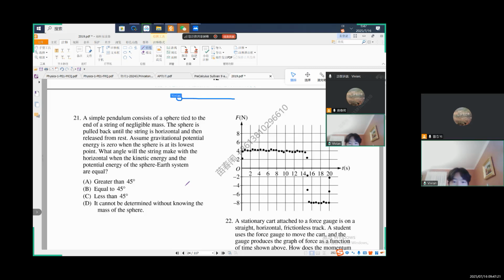Let's start here. This is 0, this is 100. Isn't it just when it's 45 degrees? Hmm. What angle will the string make with the horizontal when the kinetic energy and potential energy of the pendulum-Earth system are equal?